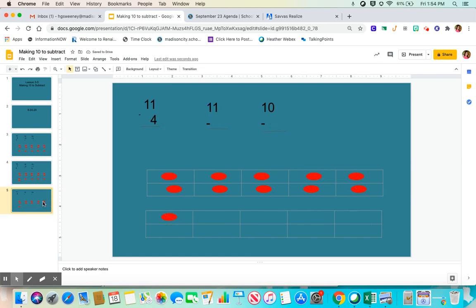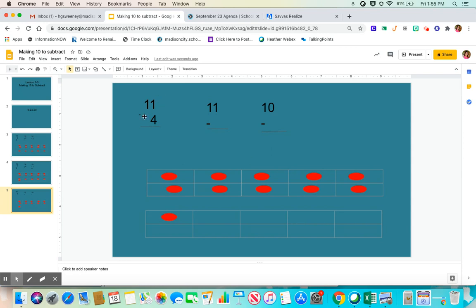All right, I want you to try this one on your own. And I want you to just look at my setup. And I want you to do 11 minus, tell me the number you would take away just to get to 10. And then tell me 10 minus how many more you would need to take away to finish the problem. Go ahead and try this on your own. And you can pause the video at this time, or you can keep watching Miss Sweeney if you're having trouble.